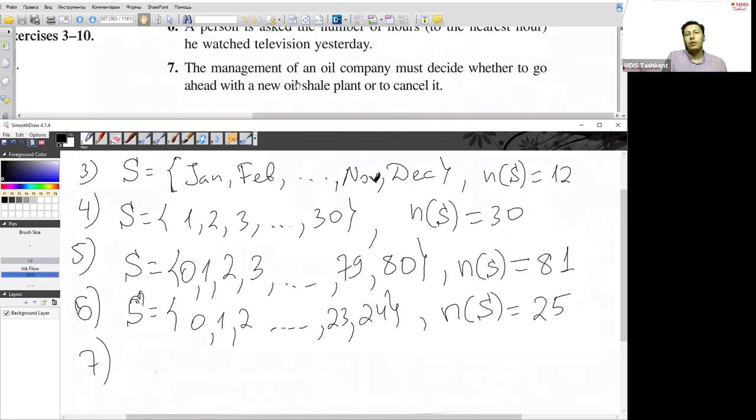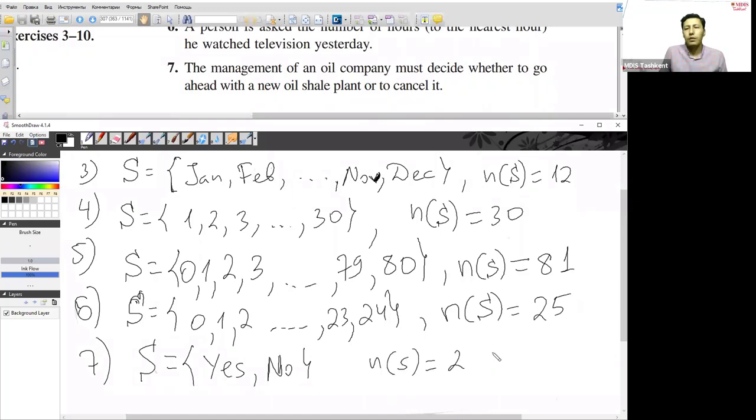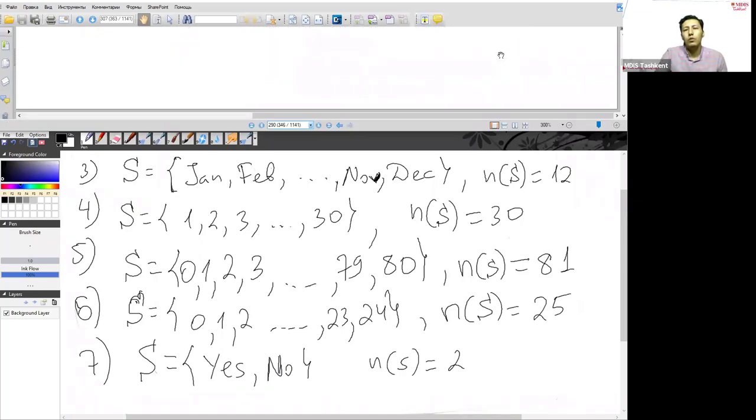The management of an oil company must decide whether to go ahead with a new oil shale plant or cancel it. So we have 2 possibilities: accept or cancel, or say yes or no. Okay, 2 possible answers. Okay, understand what the sample space is? Did you understand?